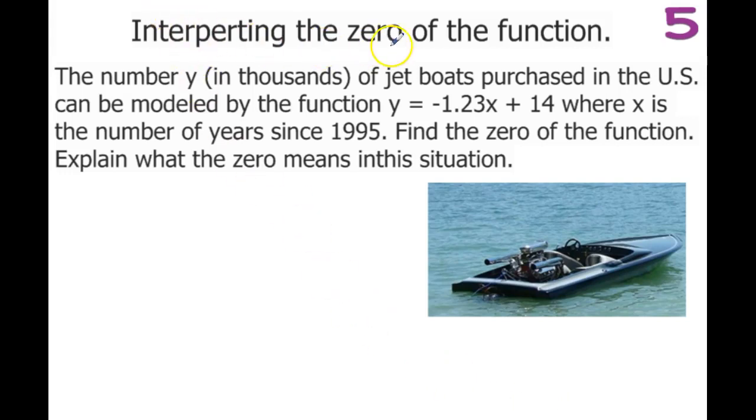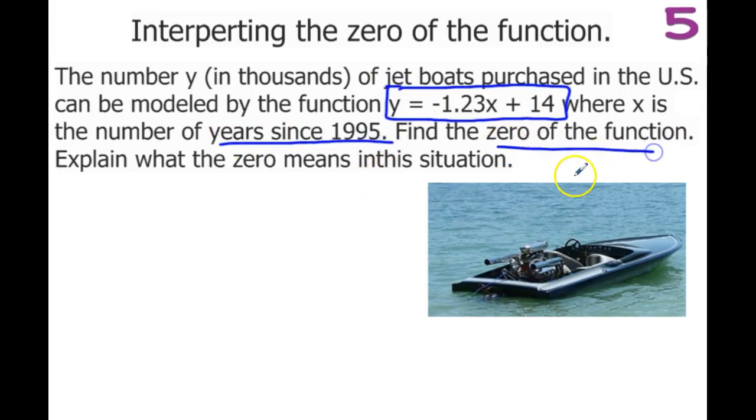Next it says, interpreting the 0 of the function. The number y in thousands of jet boats purchased in the U.S. can be modeled by this function: y equals negative 1.23x plus 14, where x is the number of years since 1995. Find the 0 of the function. Explain what the 0 means in this situation.